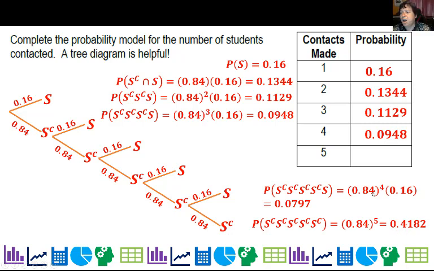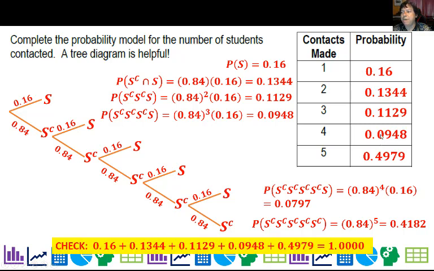All right. If I put these two together, those are both still 5 contacts. So I'm going to put them together, and I get 0.4979. So this is the probability model for how many contacts I'll have to make up to 5 times to reach a stat student. And I should always double check this by adding them up. And if they add up to 1, which they do, then I know my model is correct.